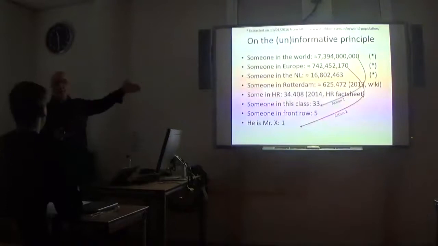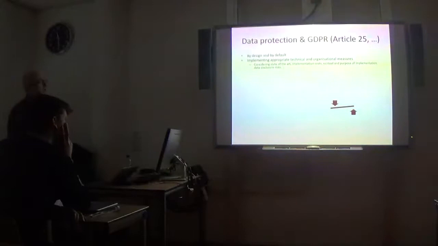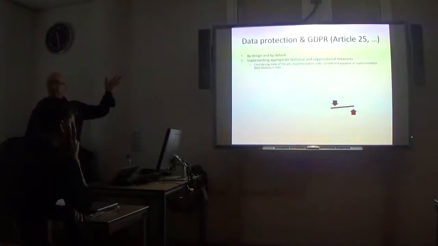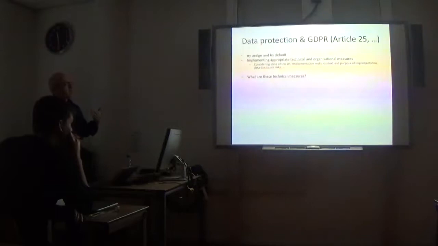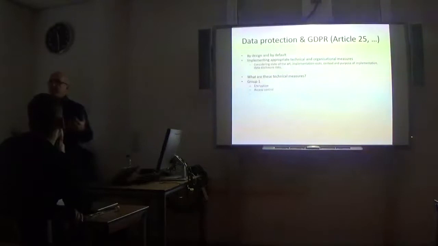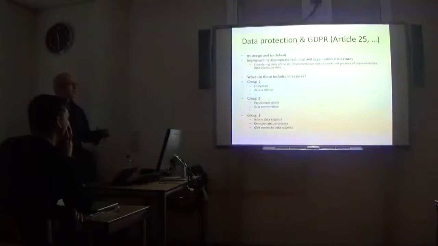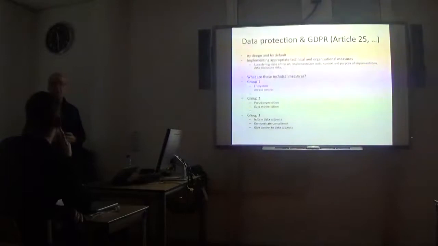Having this in mind, we look at data protection, how you protect this data if you want to share that table. If you look at, for example, GDPR, they mention two types, or many types, of data protection. I put here some of them, technically. One is to have encryption and access control. I put them together: encrypt and do access control, for example. The other one is pseudonymization, data minimization. And the other groups you can put, for example, inform data subjects, demonstrate compliance, give control to data subjects. And maybe you can find other technical solutions also in GDPR.